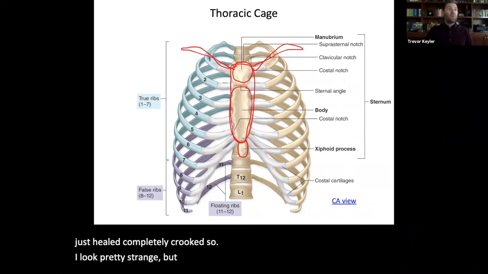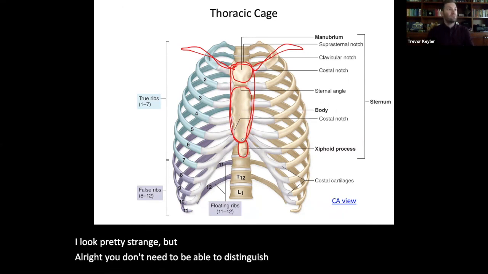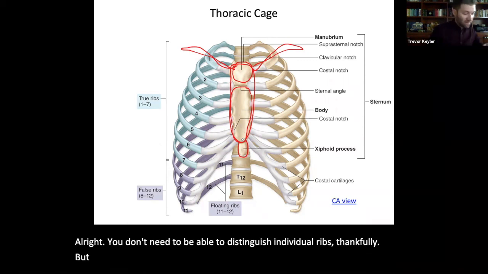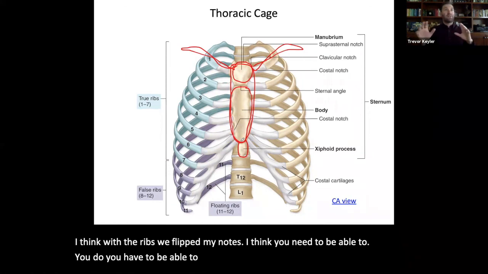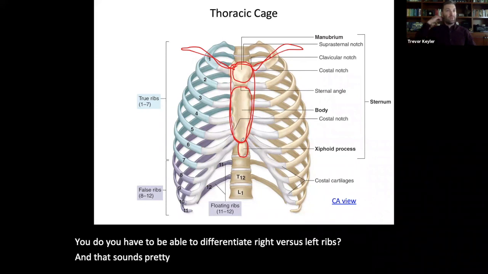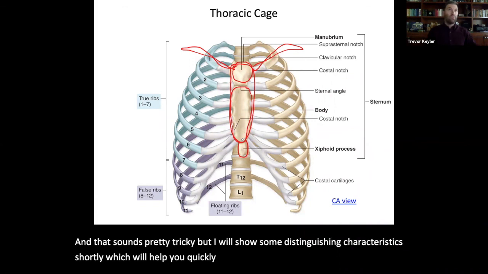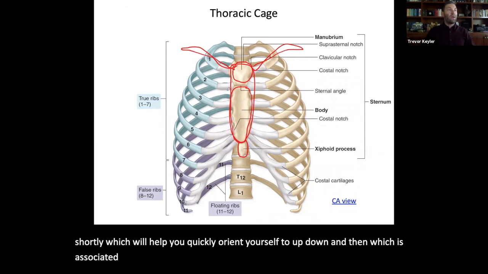All right, you don't need to be able to distinguish individual ribs, thankfully. But I think with the ribs, let me flip through my notes. I think you need to be able to, yeah, you do. You have to be able to differentiate right versus left ribs. And that sounds pretty tricky, but I will show you some distinguishing characteristics shortly, which will help you quickly orient yourself to up, down, and then which is associated with the vertebrae and which part is associated with some cartilage.